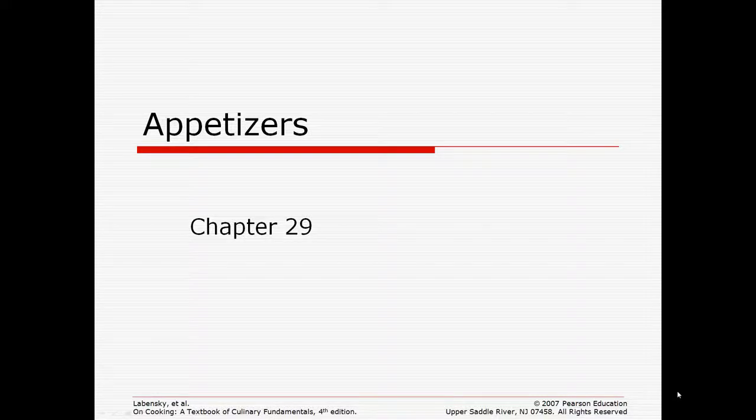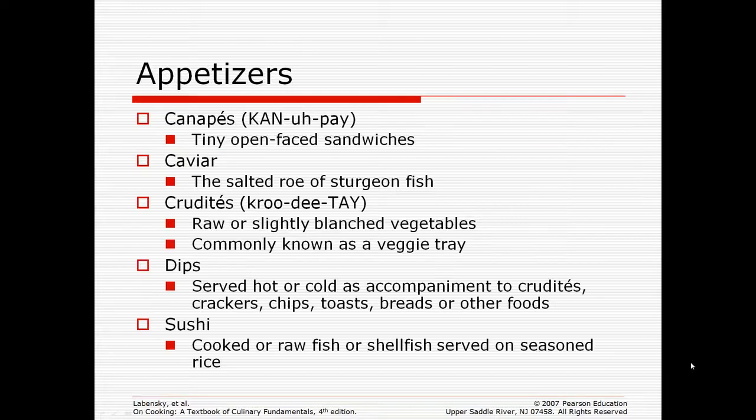This unit is on appetizers, and this corresponds to Chapter 29 in your On Cooking textbook. There are many different types of appetizers. There are canapés, and these are tiny open-faced sandwiches.